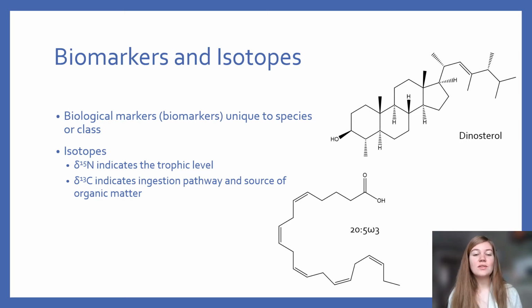Anyway, we also used isotopes. So we used nitrogen isotopes and carbon isotopes. We did bulk for both. We also did some compound-specific isotope analysis for carbon as well. Now, nitrogen can be used to indicate trophic level, while carbon isotopes can be used to indicate an ingestion pathway and possible sources of organic matter. And this becomes really important later on because some indicators of phytoplankton are the same as for zooplankton, but those carbon-13 isotope values are going to be what tells us which one is from which.